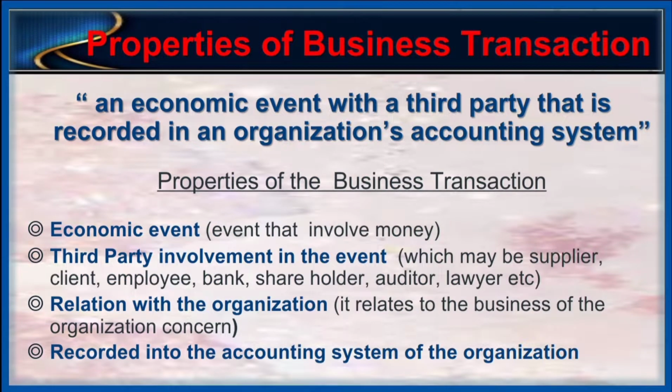Properties of business transaction. Transaction refers to an economic event with a third party that is recorded in an organization's accounting system. Therefore, the properties of business transaction are number 1, it should be an economic event that involves money. Number 2, third party involvement in the event, which may be supplier, client, employee, bank, shareholder, auditor, lawyer, etc. Number 3, relation with the organization. It relates to the business of the organization concerned. And number 4, recorded into the accounting system of the organization.